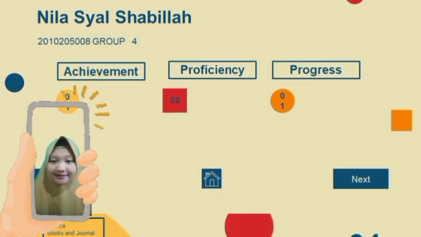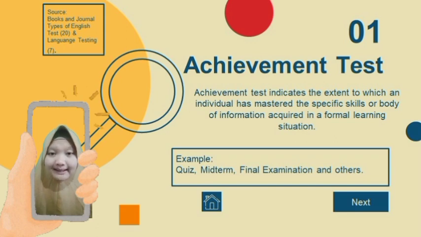Let's begin. First is achievement test. Achievement test indicates the extent to which an individual has mastered the specific skill or body of information acquired in a formal learning situation. For example, like quiz, midterm, final examination, and others.